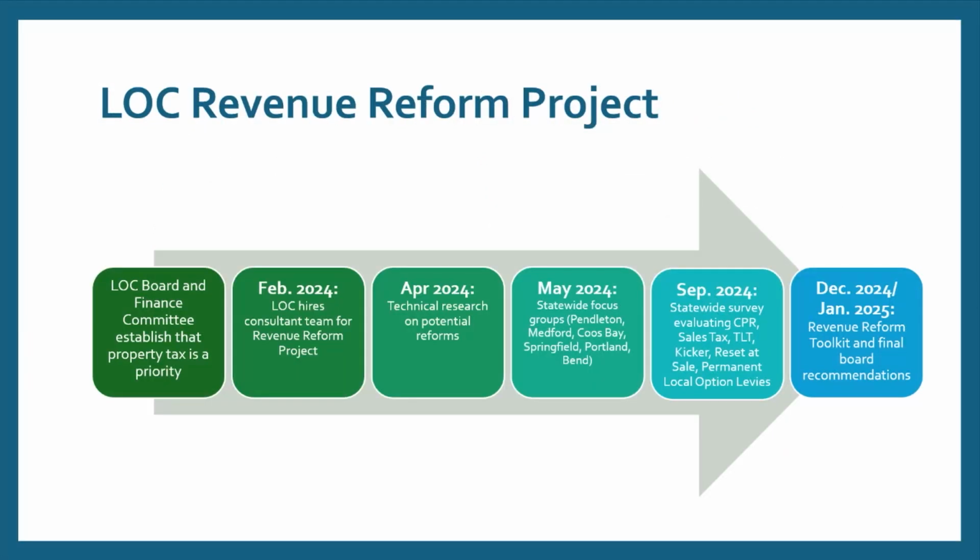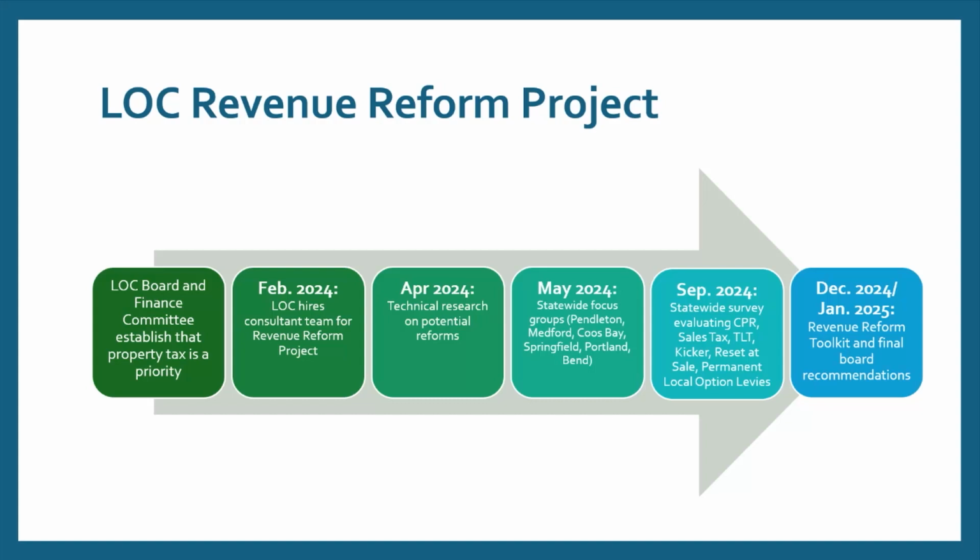So we all knew this, that cities have struggled to keep up with rising costs since the inception of Measure 5 and 50. And LOC's board of directors and their finance committee also know this and have continued to look in and study this. In a 2023 survey, the LOC found that most cities are approaching a budget shortfall within the next 5 years. About 60% of cities are preparing for major budget cuts and budget deficits. So that led us to starting off a revenue reform project.